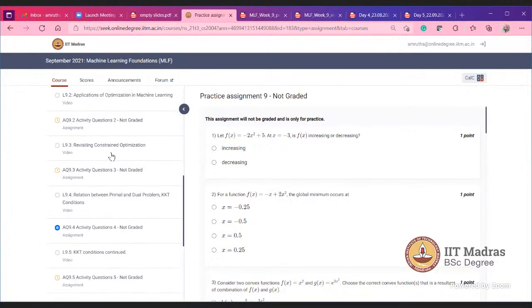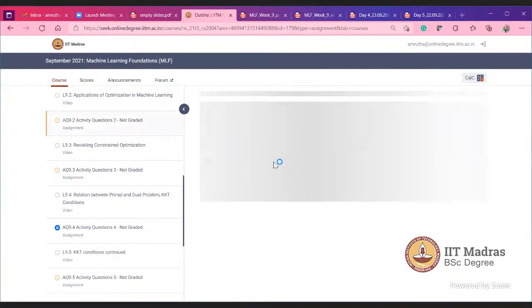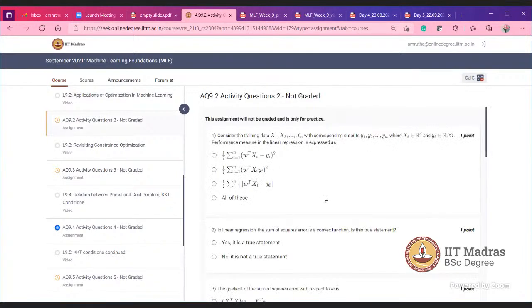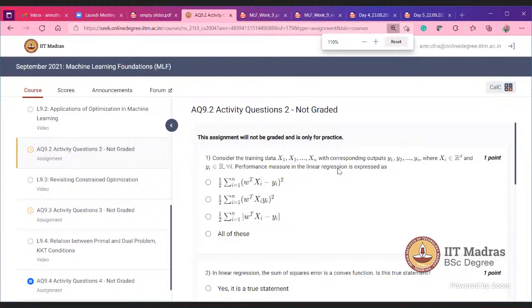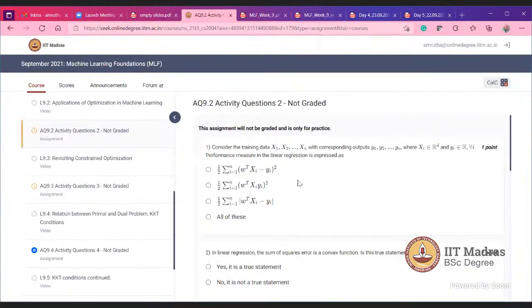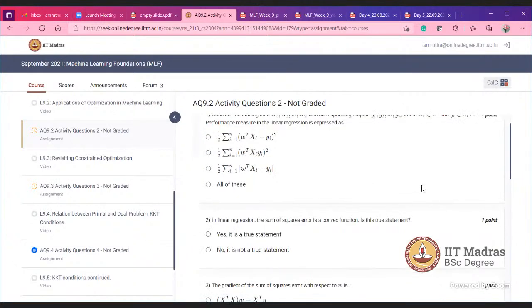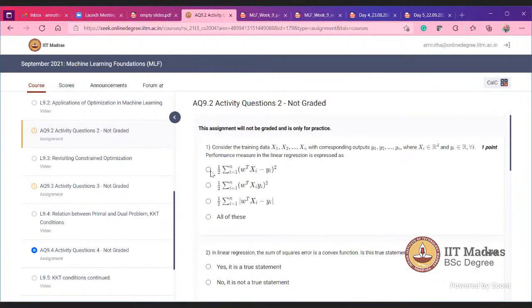So any other doubts related to this activity? Let's go more quickly through the other activity. Here it is simply the application of optimization, that is linear regression. So what is our performance measure? It's half times the summation. Sir said that the half is just a scaling factor and didn't give a particular reason. I hope there will be some other reason somewhere else.